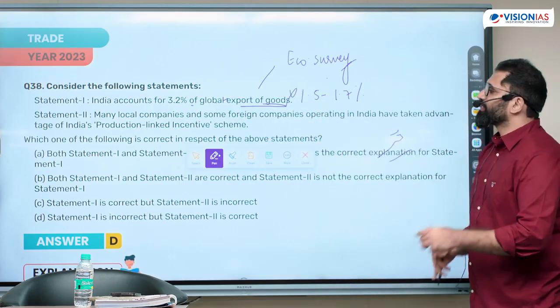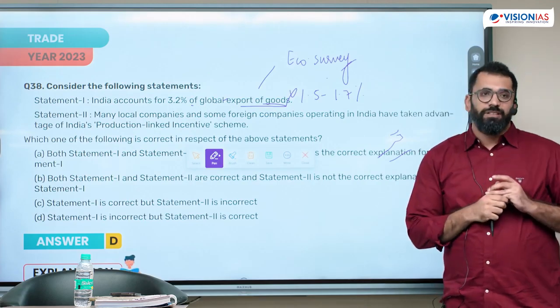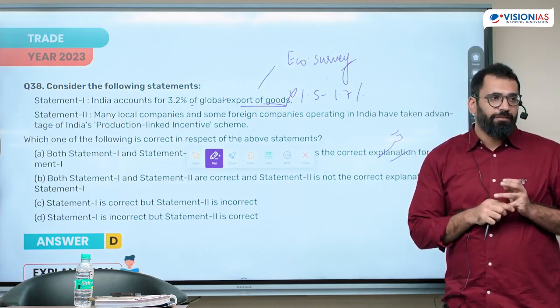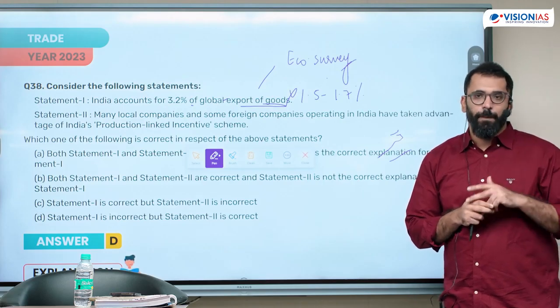Many local companies and some foreign companies operating in India have taken advantage of PLI. How can you solve this? Can foreign companies take PLI? How? How do you know this?